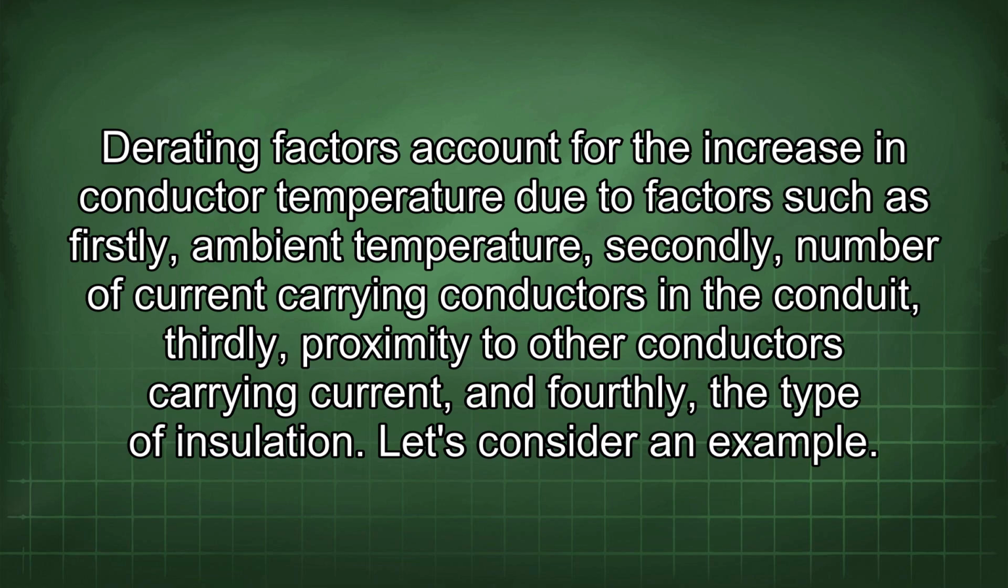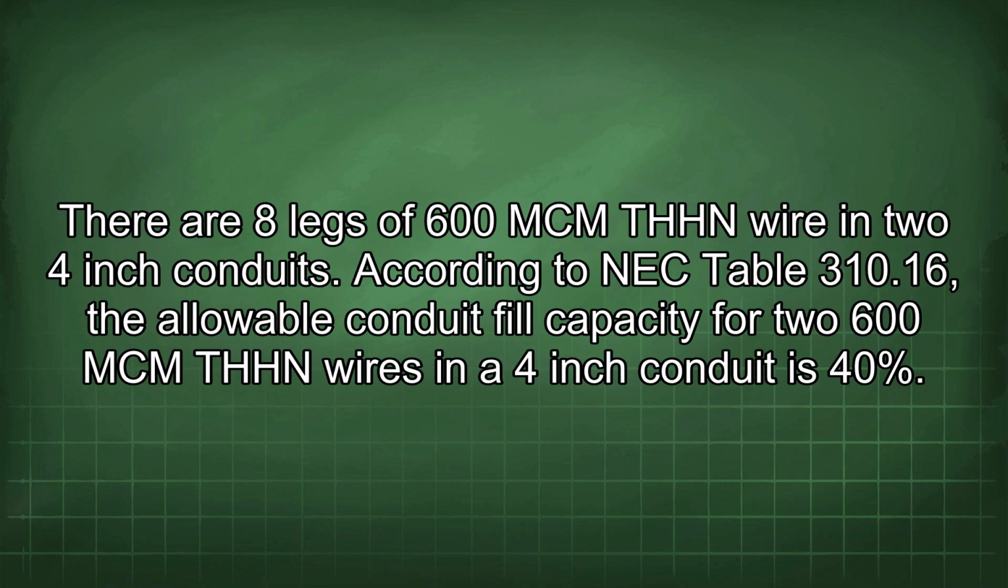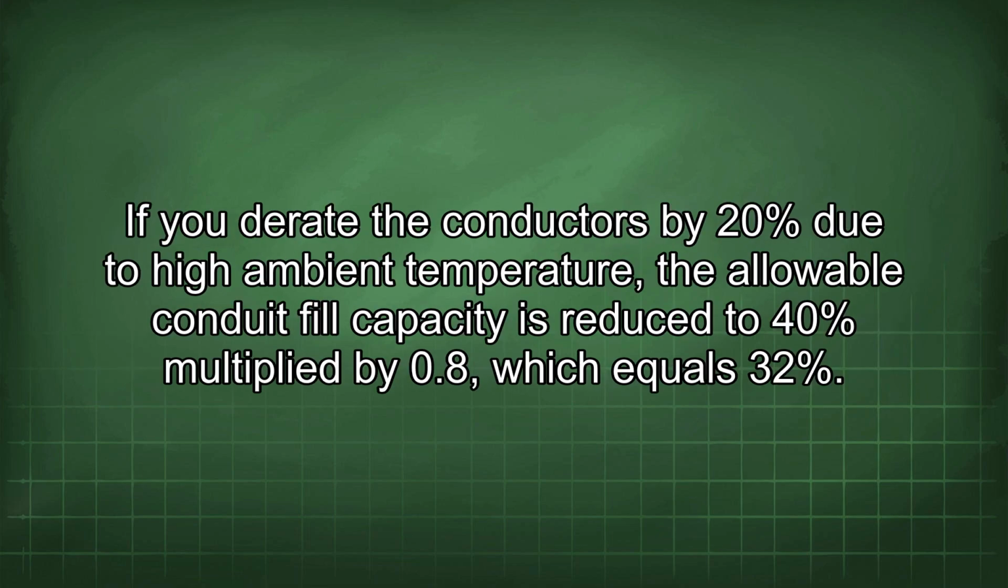Let's consider an example. There are 8 legs of 600 mcm THHN wire in two 4-inch conduits. According to NEC Table 310.16, the allowable conduit fill capacity for two 600 mcm THHN wires in a 4-inch conduit is 40%. If you derate the conductors by 20% due to high ambient temperature, the allowable conduit fill capacity is reduced to 40% multiplied by 0.8, which equals 32%.